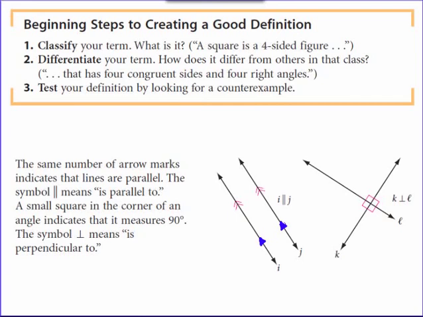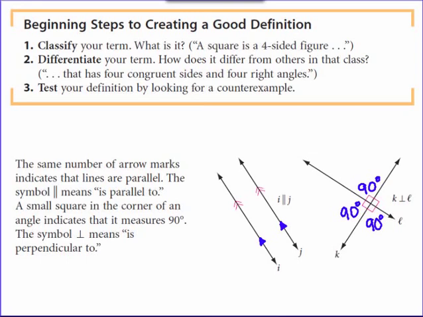A small square in the corner of an angle indicates that its measure is 90 degrees. So that means that all of these angles are 90 degrees. And the symbol, the upside down T, means is perpendicular to. Remember, perpendicular means they meet at 90 degrees. So in this case, it says line K is perpendicular to line L.